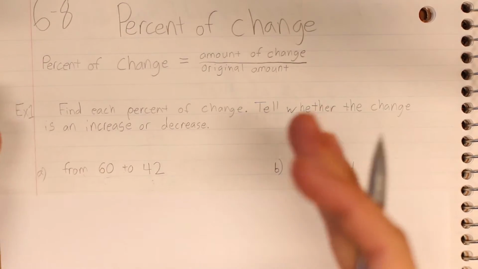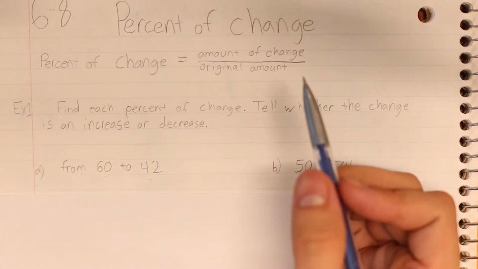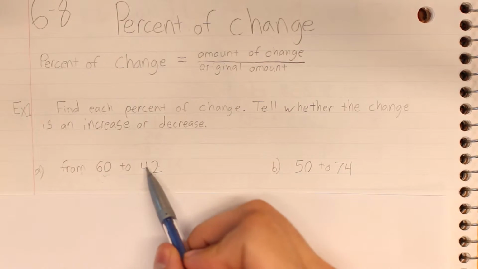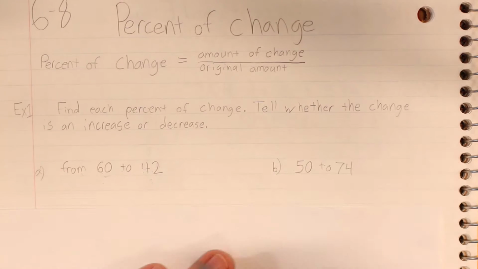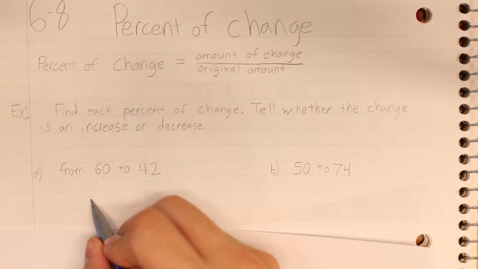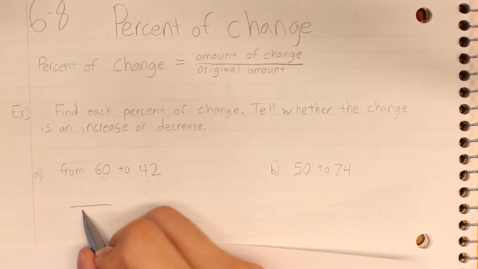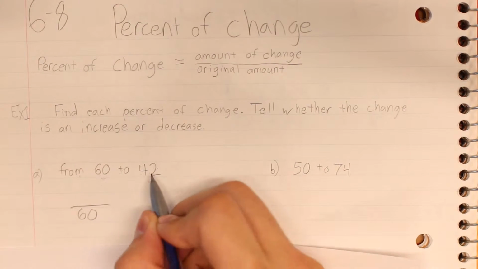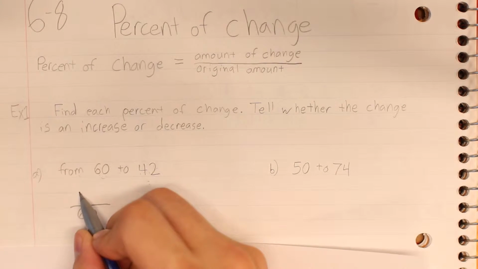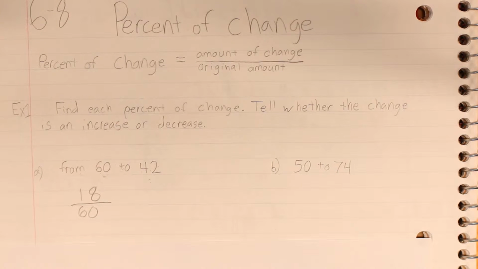It's basically the absolute value. It's the difference between these two numbers. You could look at it like that. So the amount of change is the difference between these two numbers. And the original amount is the amount we start with. So we end up with this right here. We have our original amount, which is easy to see, is 60. And the amount of change is, like I said, just subtract this. And you would end up with 18. So 18 is the amount of change.